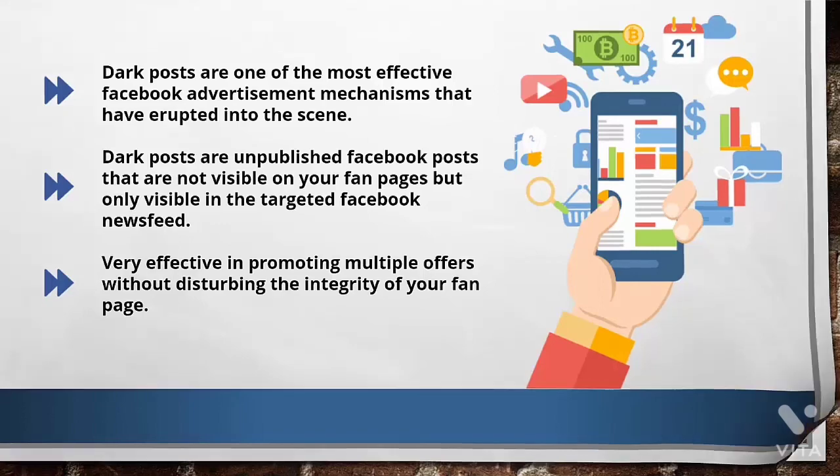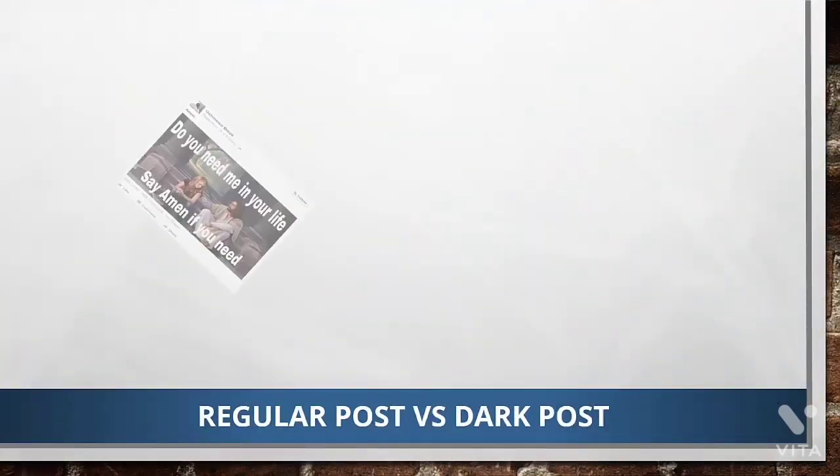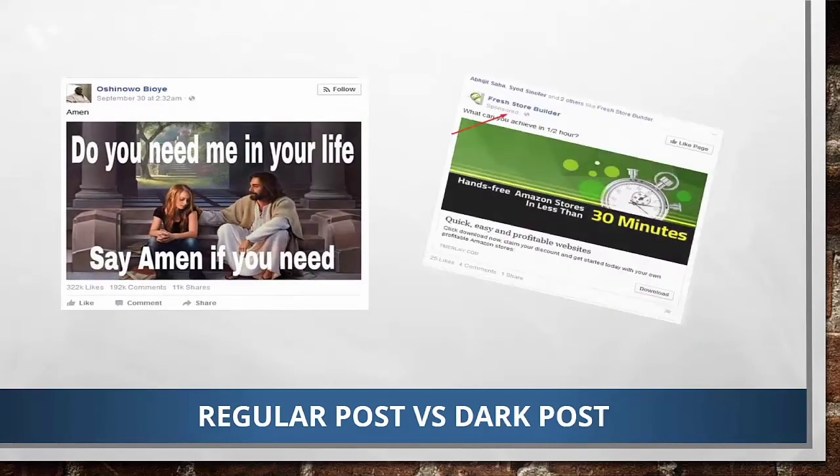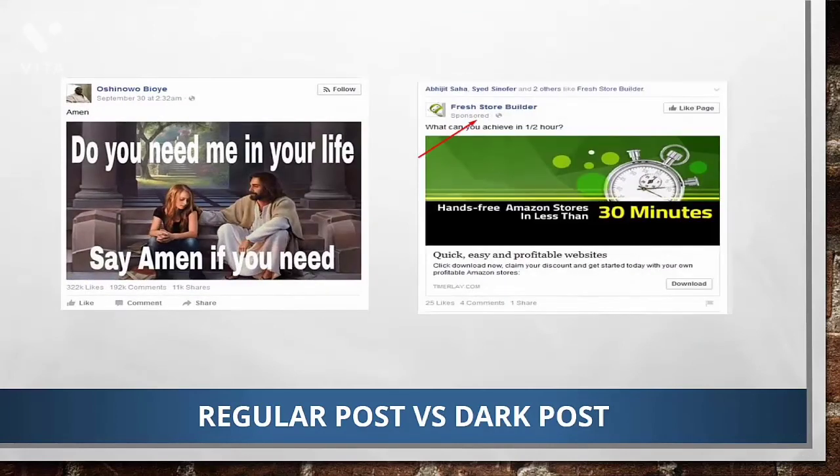Here's an example of 2 different posts. On the left side, you can see a normal post. On the right side, you can see the dark post. They look exactly the same, but there's a small difference. On the right image, you can see a sponsored sign, which means it's a dark post being promoted. Even the big corporates all use dark posts for promoting their business all the time. Let me quickly jump inside and show you exactly how this works.